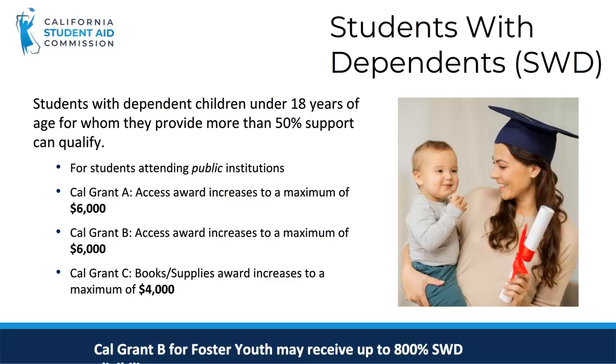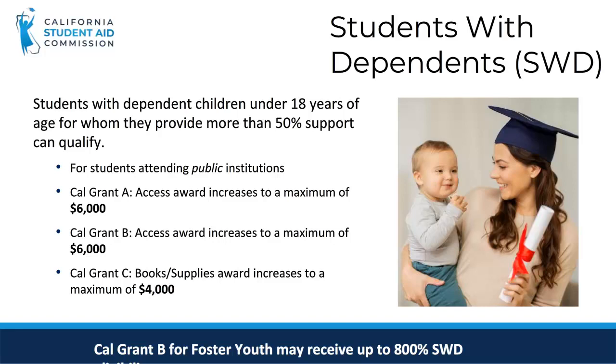The new Access Award pays up to $6,000 for qualifying Cal Grant A recipients and $6,000 for Cal Grant B recipients, or up to $4,000 for eligible Cal Grant C recipients. One significant change is that there is no automatic community college reserve for students with dependent children receiving a Cal Grant A at a community college. That means for the first time, a student with a Cal Grant A could actually be paid at a community college if they qualify for this award.